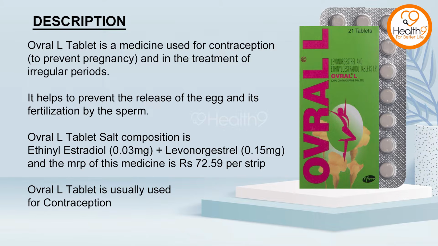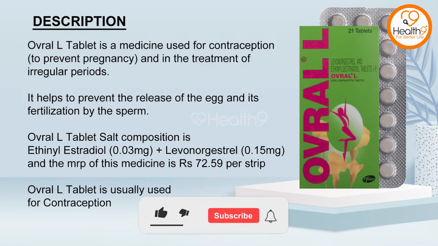Ovral L Tablet is a medicine used for contraception, that is to prevent pregnancy, and it is also used in the treatment of irregular periods. It helps to prevent the release of the egg and its fertilization by the sperm. Ovral L Tablet salt composition is Ethinyl Estradiol 0.03 mg and Levonorgestrel 0.15 mg. The MRP of this medicine is 73 rupees per strip.